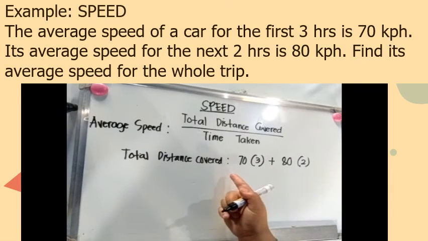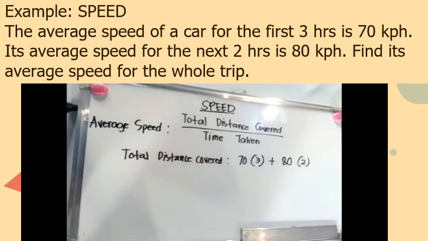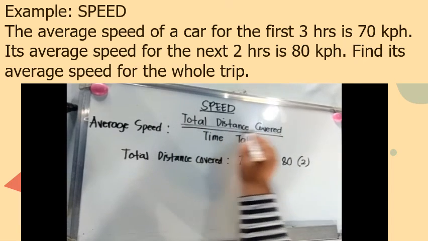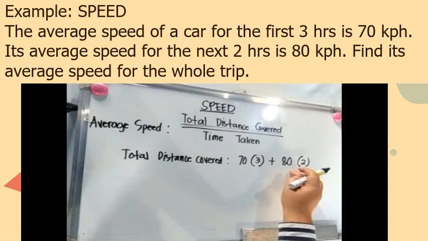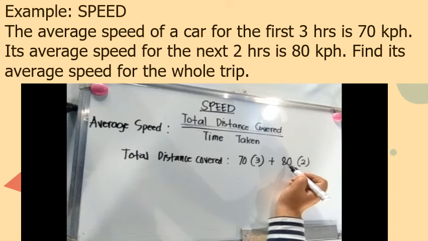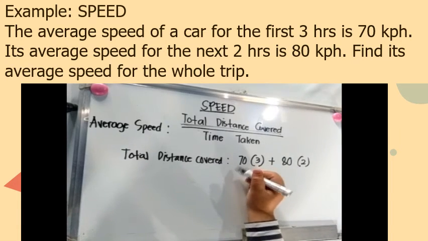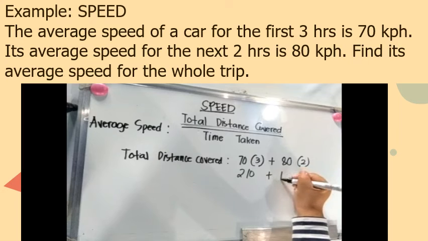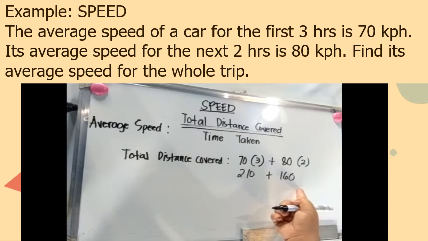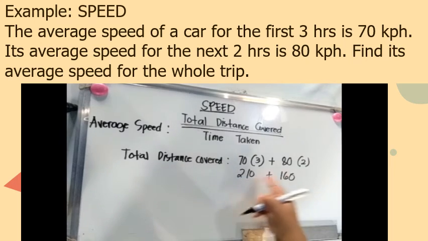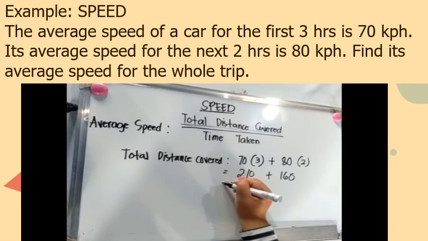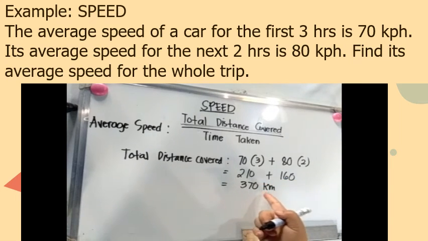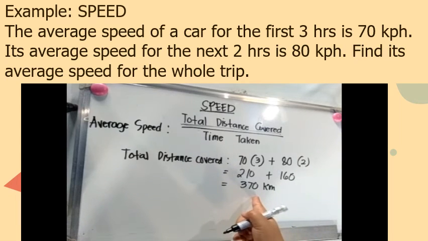Diba? Nagdagan man siya og 70 km for the first 3 hours. So, we have 70 times 3. Plus, kay gipangita man nato ang total distance niya. And then, plus, dagan po siya sa next 2 hours niya is 80 km per hour. Okay? So, we have 70 times 3. We have 210. Plus 80 times 2, we have 160. Naka-follow? Okay. And then, 210 plus 160, we have 370 kilometer. Okay? So, this is now the total distance traveled by a car.